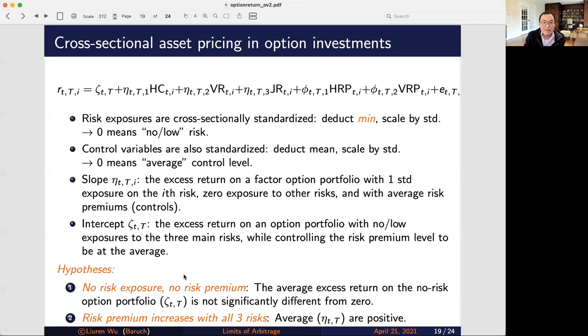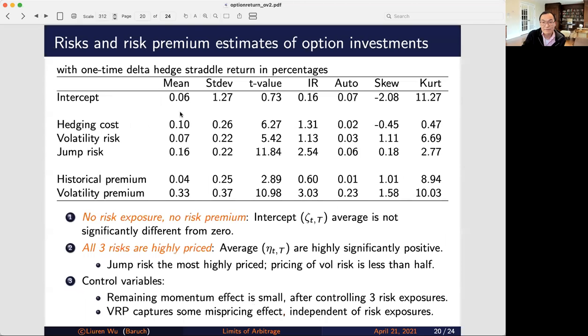And I also expect the expected returns to increase with all three risks. And the intercept estimate indeed is very small. Remember, the total average return is about 20 basis points, this is only a 1 month return. Each month is about 29 basis points, right? So the remaining here is 6 basis points. It's no longer statistically significant.